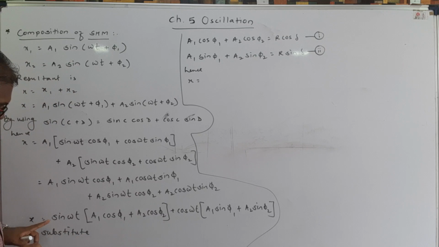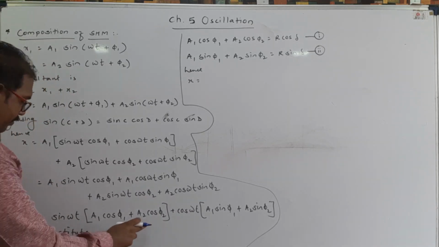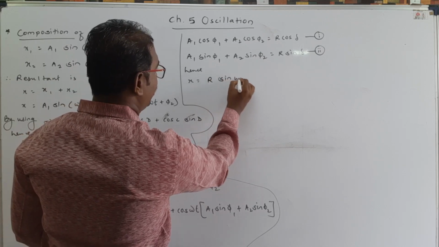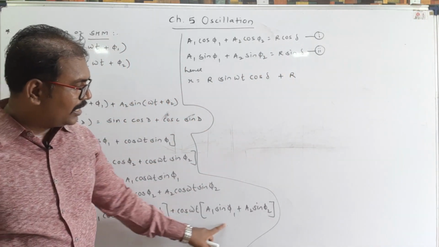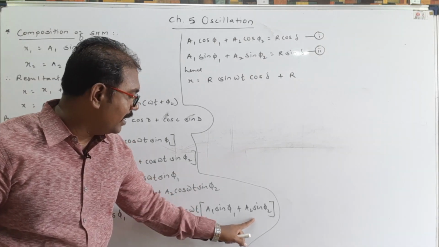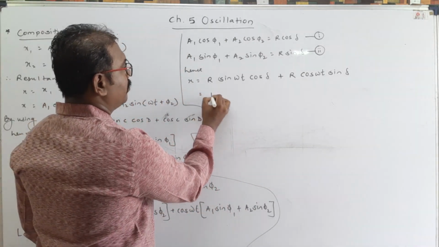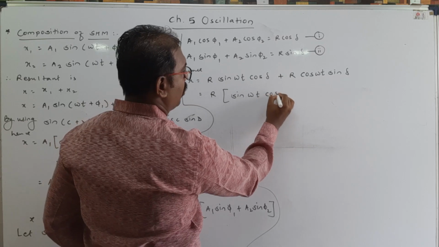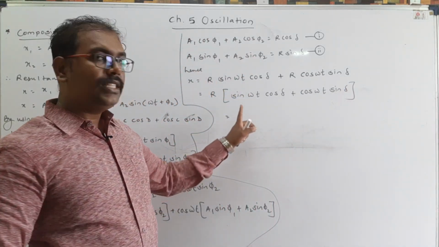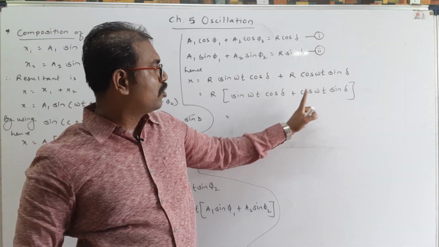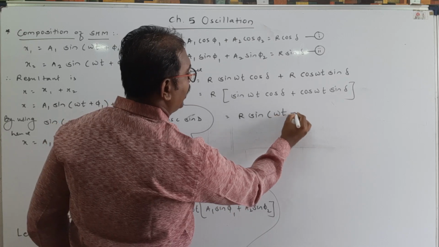Then we get the resultant displacement x is equal to R sine omega t into R cos delta, so x is equal to R sine omega t cos delta, plus cos omega t into this bracket, which is R sine delta, so R cos omega t sine delta. Now R we can take common, so R in a bracket I can write sine omega t cos delta plus cos omega t sine delta. This is the expansion of the formula R sine(omega t plus delta).